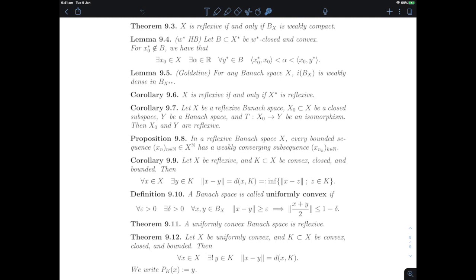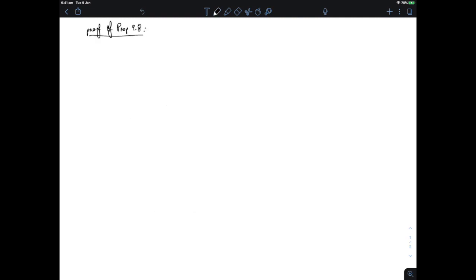But first things first, we need to move from weak compactness to a form of weak sequential compactness and the ability of extracting weakly converging subsequences from bounded sequences. Let's do that first. Okay, so let's start with a bounded sequence, X_n.